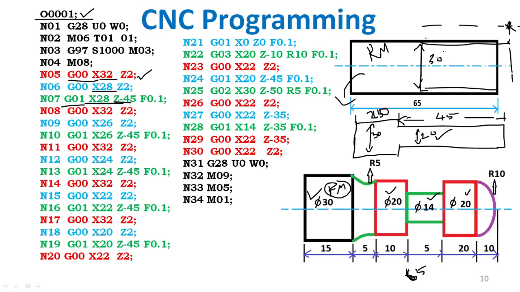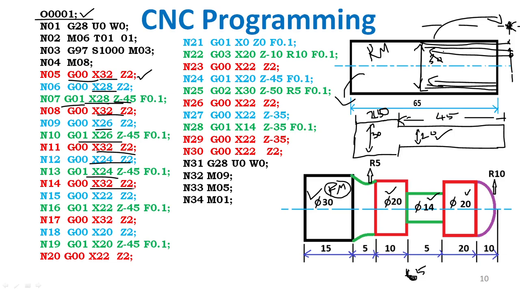Then again the tool moves to the safety position. Next X26 Z2, so the tool position is here. Moving by linear interpolation to Z40. Then go to the safety position again. Then X24 Z2, then X24 Z45, the tool is machining in this direction.